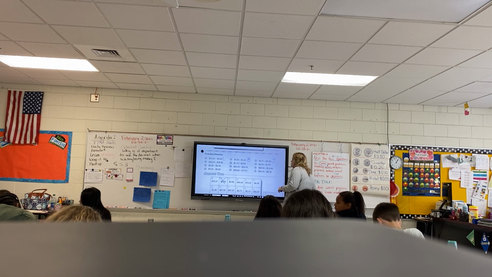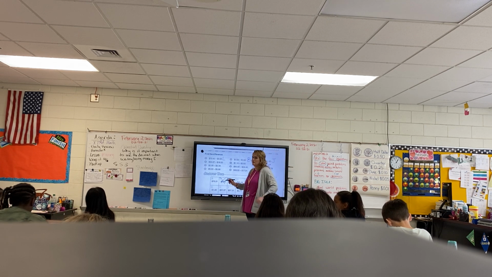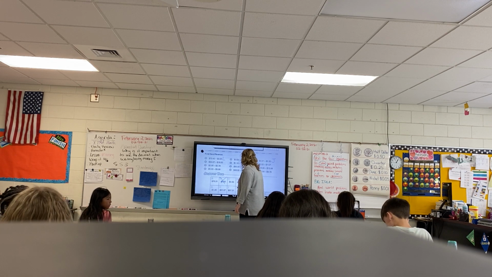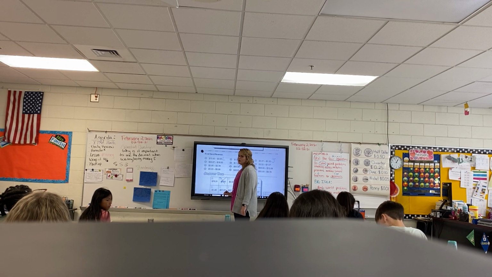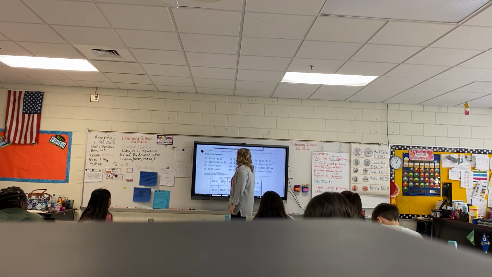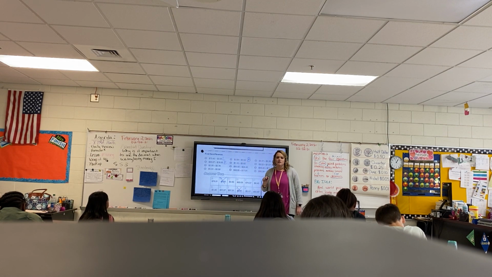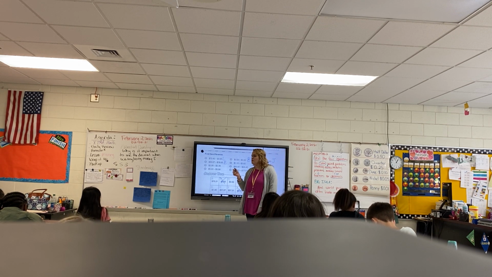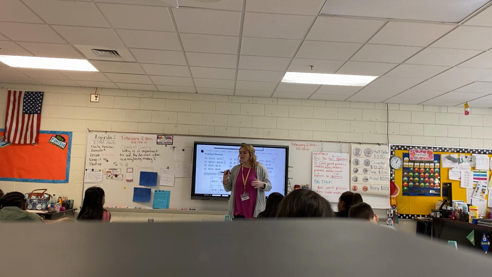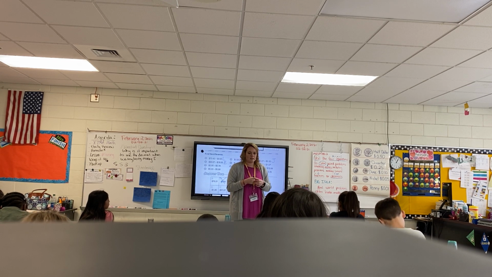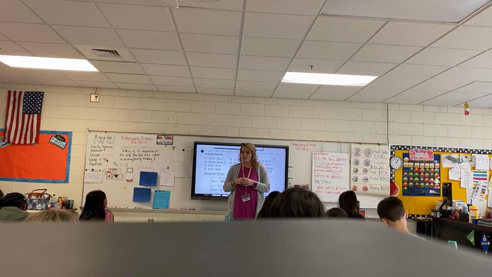Nevaeh, what did you and your partner get for number 4? What letter? Say a little bit louder. E. Did everyone else get E? If you already have your pattern out, you don't need to be moving your little tiles, okay? Because that causes a lot of noise when we don't need to have noise.